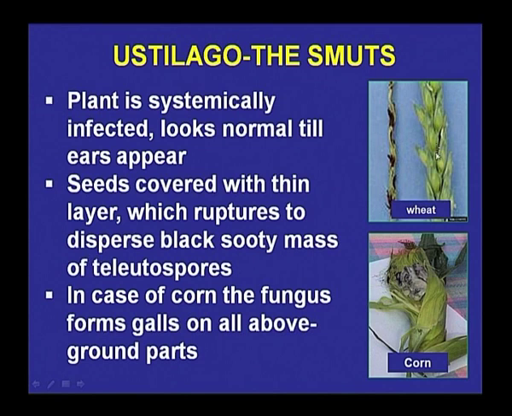And in the case of corn, where Ustilago maydis is present, the fungus forms galls. You see here the big gall caused by the smut disease on the above-ground parts.